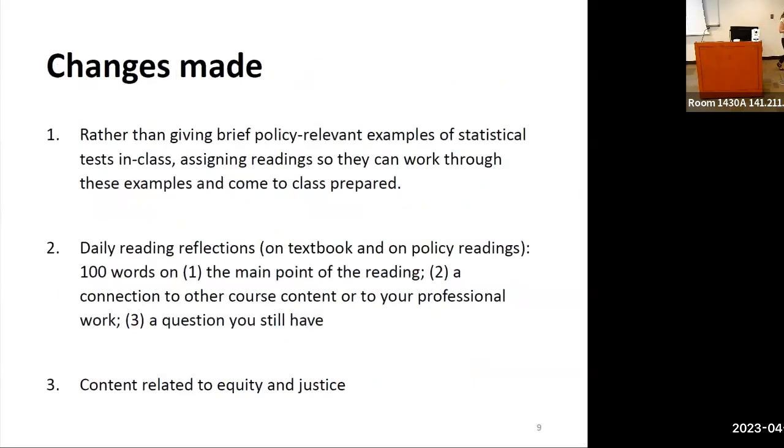So that was my general process. And I think that is applicable no matter what kinds of material you teach. But now I'll show you what it actually looked like for this class.